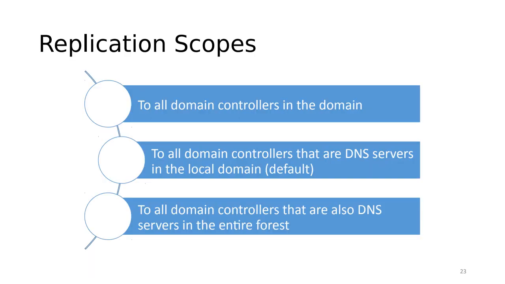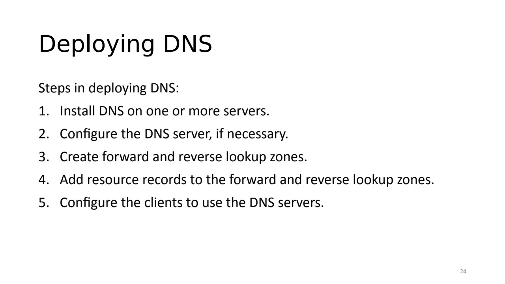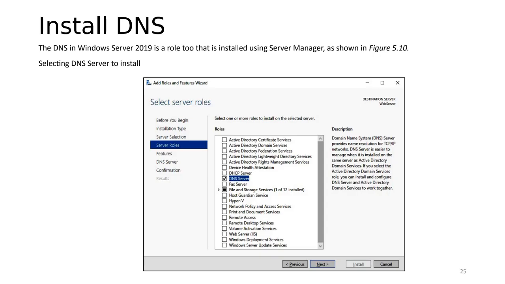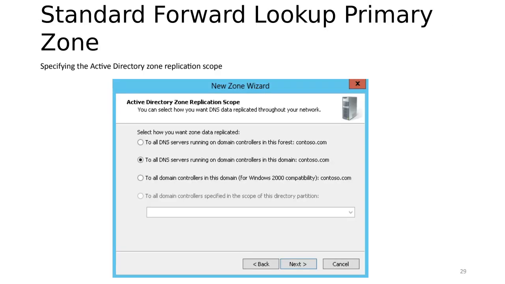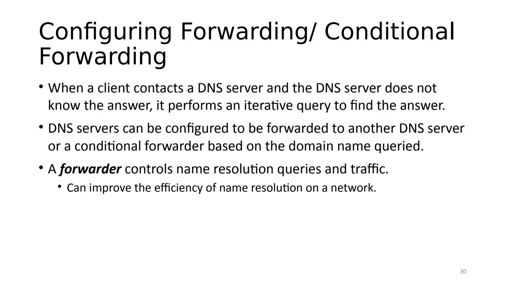When we talk about replication, we have different scopes. We can do replication to all domain controllers in the domain, or to all domain controllers that are DNS servers in the local domain, or to all domain controllers in the forest itself. How to deploy DNS? This is slide 24. This is what we will do in the lab. To configure DNS zones, we will also do this in the lab. So I will stop here and answer your questions.